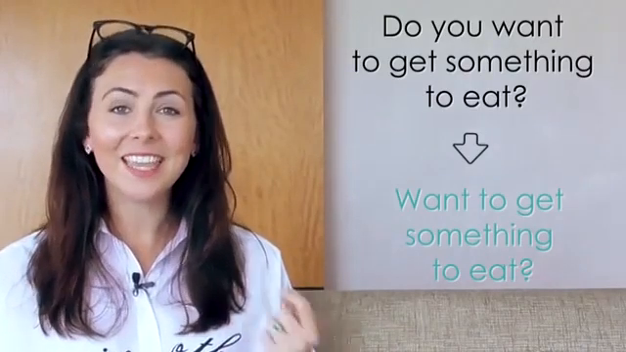One very common example of this is with closed questions, ones that start with an auxiliary verb. They can be shortened. So the question, do you want to get something to eat, can become, want to get something to eat? The intonation is important here so that you know that it's a question. The intonation goes up because it's a closed question. Want to get something to eat?